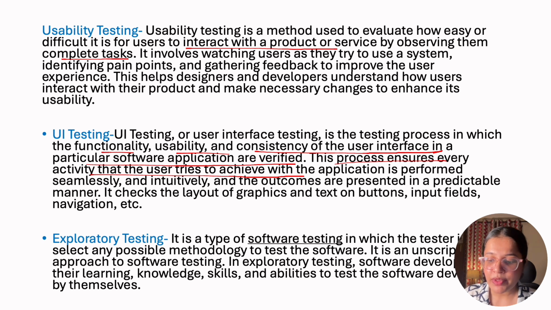There should be no mishap or misleading element on our UI that stops a user from performing a specific action or placing an order, right? So basically we are thinking like an end user, right? So this is UI testing. It checks the layout of graphics, text on buttons, input fields, and navigation. So basically everything on the front end side of the application, we are verifying. That comes under usability testing, right?